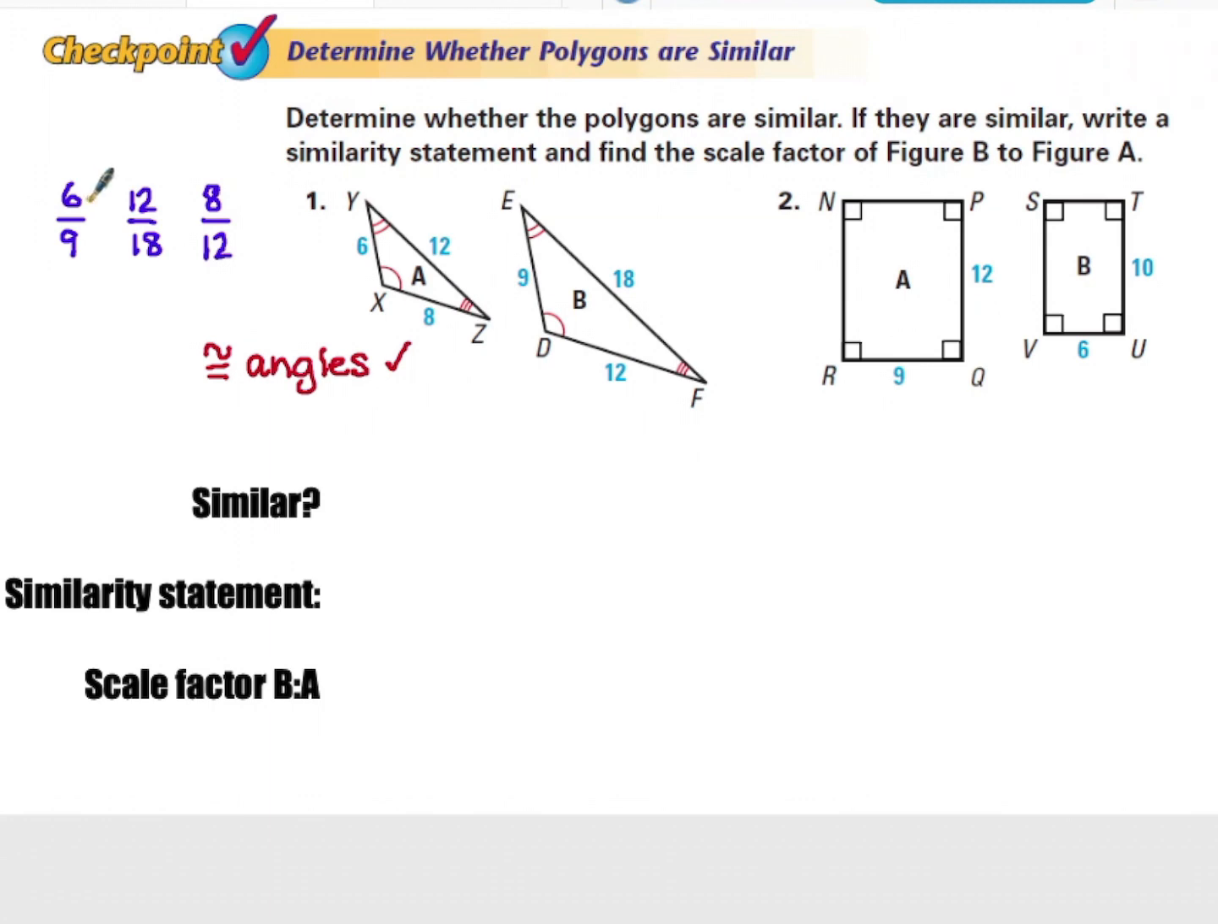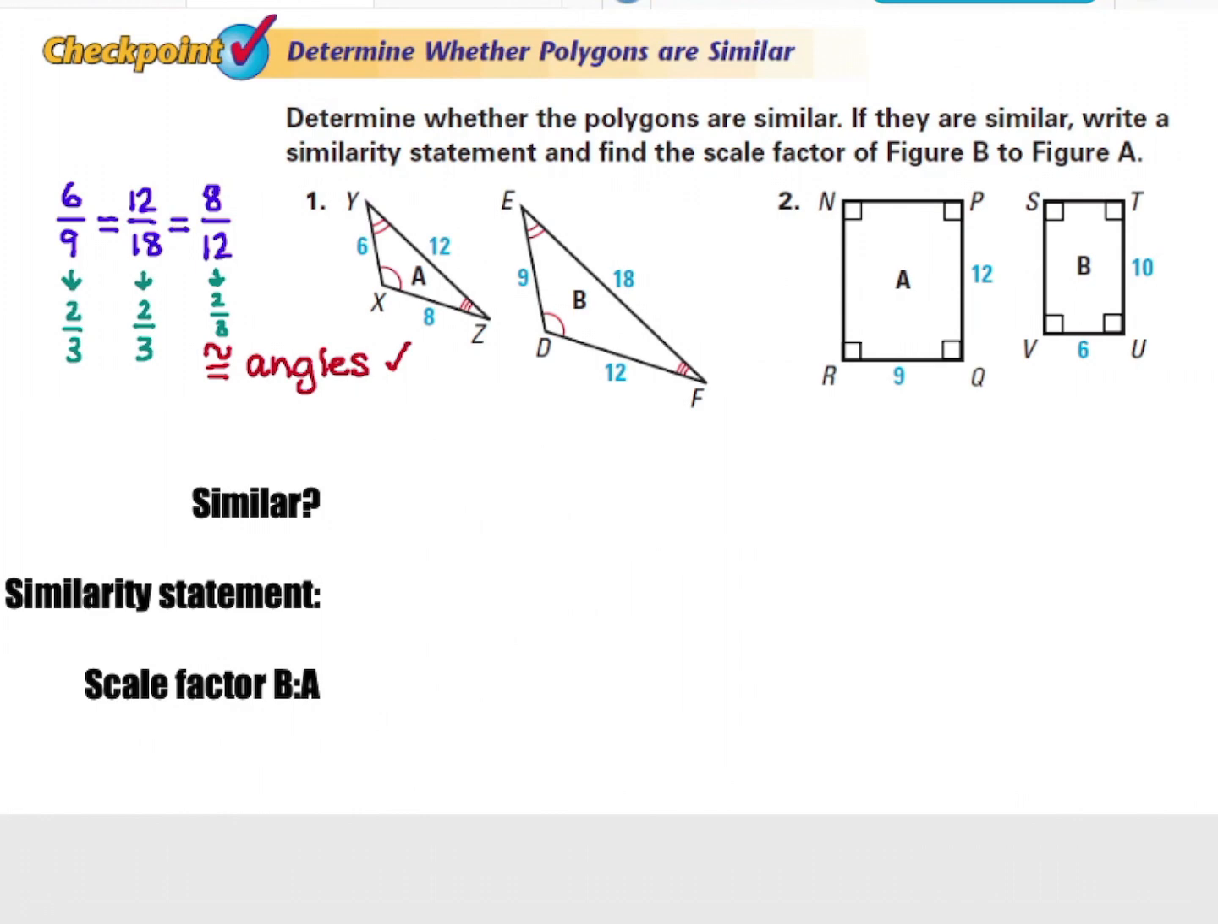Again, I could cross multiply if I knew what 6 times 18 and 12 times 9 were. Hopefully they're equal to each other. Or I could literally divide on my calculator. 6 divided by 9, 12 divided by 18. But when you can reduce, I think that's probably your best bet. 6/9 is the same thing as 2/3. 12/18 divided by 6 would be 2/3. And 8/12 divided by 4 divided by 4, 2/3. Looking good. And so what I just found out is that those sides are proportional.